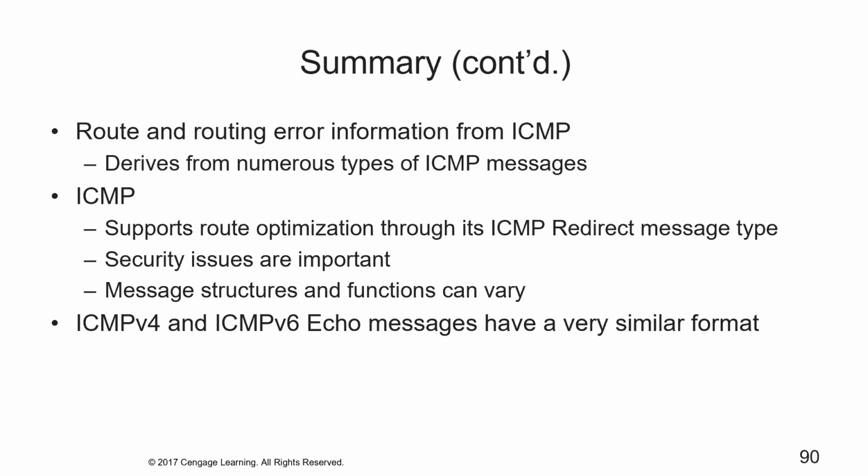Route and routing error information from ICMP derives from numerous types of ICMP messages. ICMP also supports route optimization through ICMP redirects. But remember, security issues are super important, and message structures and functions can vary. ICMPv4 and v6 echo messages have a very similar format.